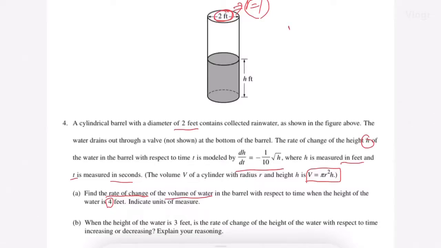So the volume is pi r squared h, but r equals 1. That means the volume is pi h. And then just find the derivative using implicit differentiation. So the derivative of v is dv, and the derivative of pi h is just pi times dh, and divide both sides by dt.